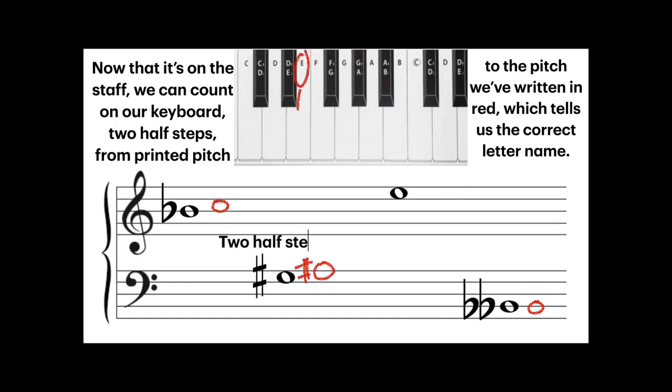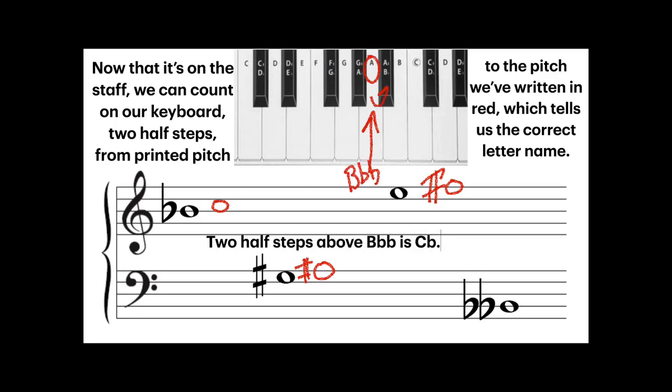Let's do the E in the treble clef next. 2 half steps above E is F sharp because F is 1 line above E and F sharp is 2 keyboard keys away from E. Finally, we have B double flat. 2 half steps above B double flat, which looks like an A but is spelled like a B double flat, is C flat. Looks like a B, but we need to spell it with a C letter name because it's on the C space.